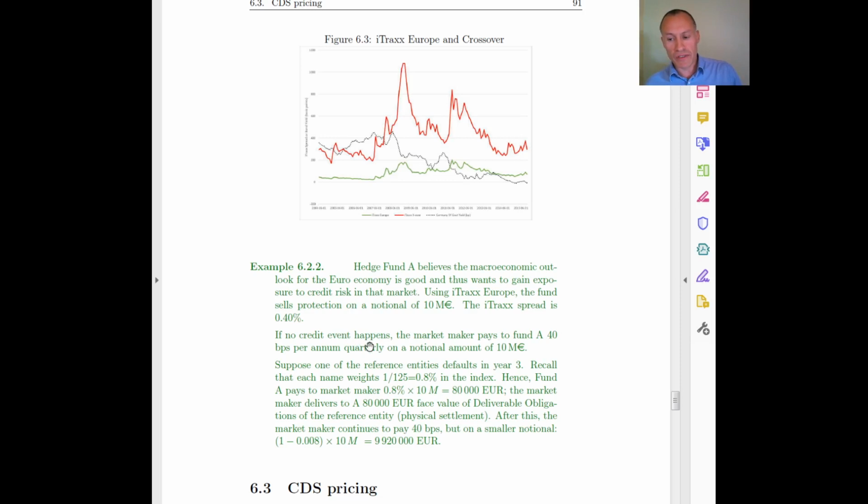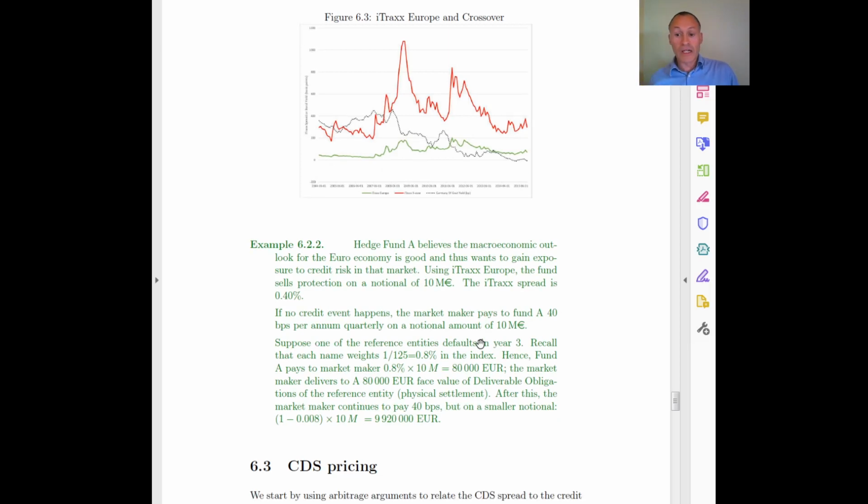If no credit event happens, so if everything goes well, the market maker, so we are trading with the market maker, will pay to us, to Fund A, the fee, the 40 basis points per annum, let's say it's quarterly, on this notional amount. So that's what we are hoping to happen for the next 5 years or whatever period we are thinking about investing here. We just collect the fees and hope for the best. If we are wrong and defaults start happening, we start to lose some money.